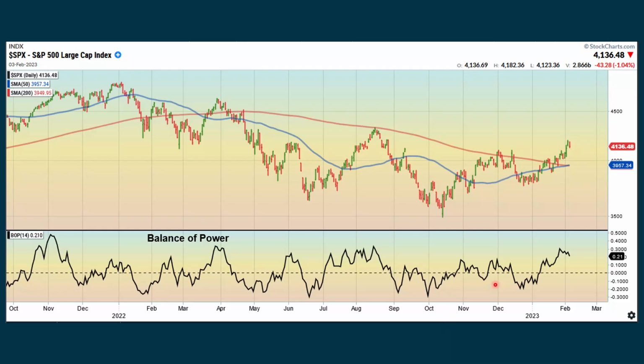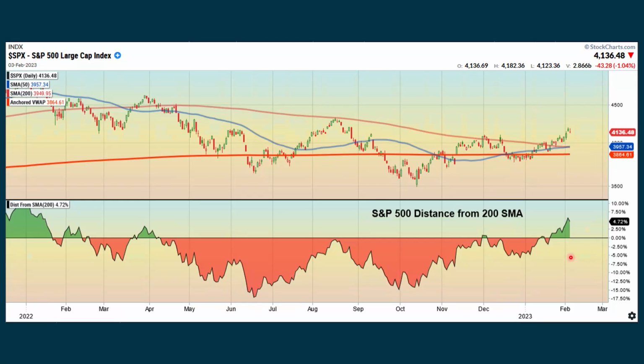The balance of power, when we're above the dashed line, that's positive. When we're below, that's negative. We're above right now, but have been seeing some recent declines. This simply measures how far away we are from the 200-day simple moving average. We spent most of 2022 being below the 200-day simple moving average, but recently we've been able to break above that.